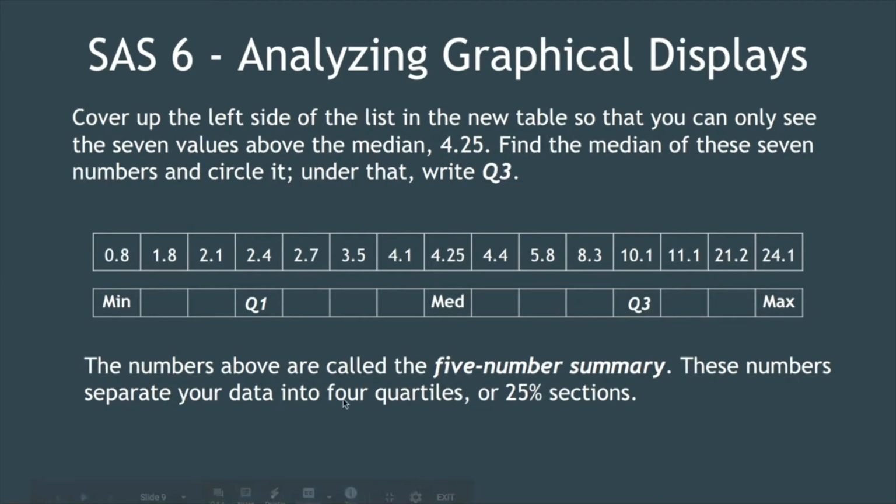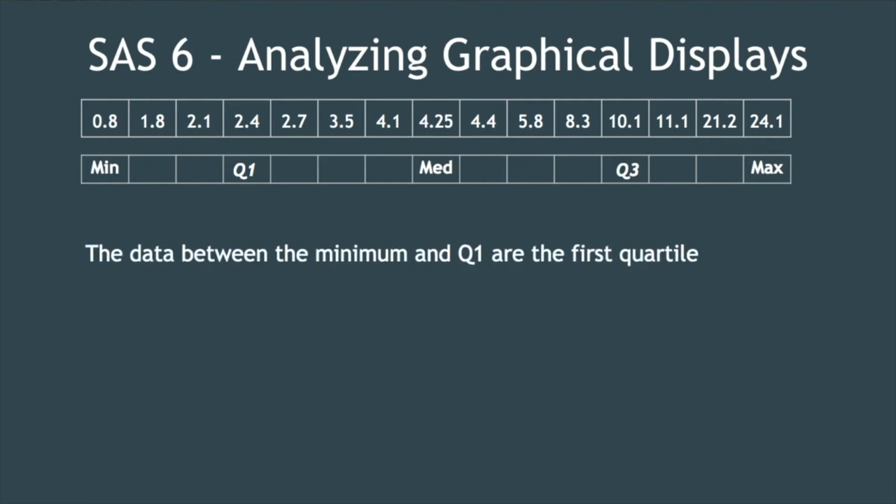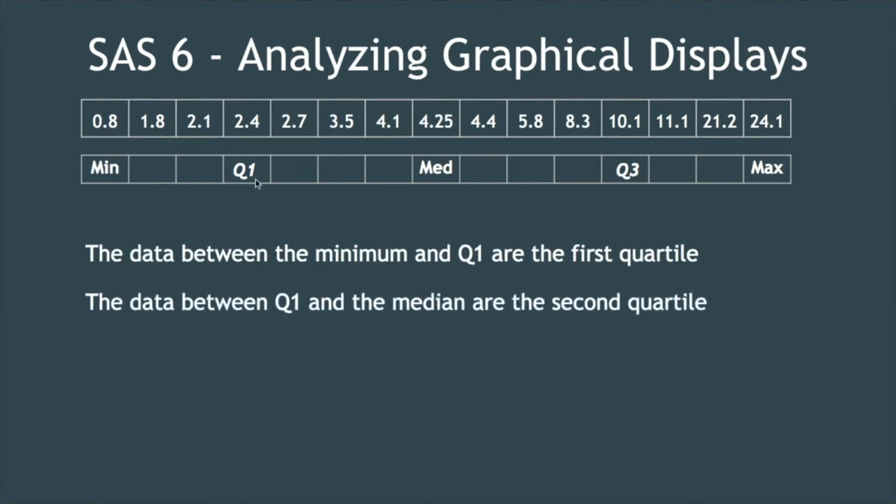And Q obviously stands for quartile. So Q1 is the quartile 1 number. That's the number that separates quartile 1 from quartile 2. And then Q3 stands for quartile 3. That separates quartile 3 from quartile 4. All right, so let's look at what we can say about this. The data between the minimum and Q1 are the first quartile. That's here. The data between Q1 and the median is the second quartile.